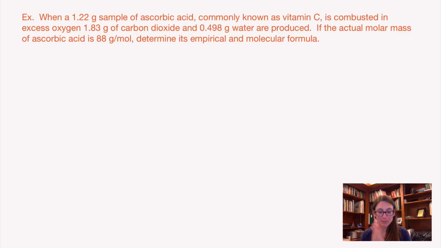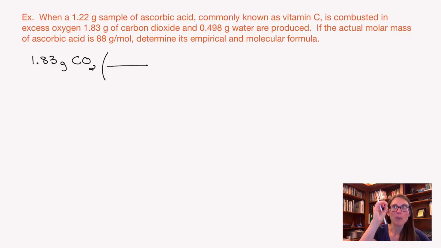Okay, here's what you're going to do. You're going to start with either the CO2 or the water, and you are going to write down that value. So 1.83 grams of CO2. Here's where we're going to use a little bit of proportional reasoning. We know that CO2 is made up of carbon and oxygen, right? So in every mole of CO2, the mass of that CO2 would be 44.01 grams. That's 1 carbon plus 2 oxygens.